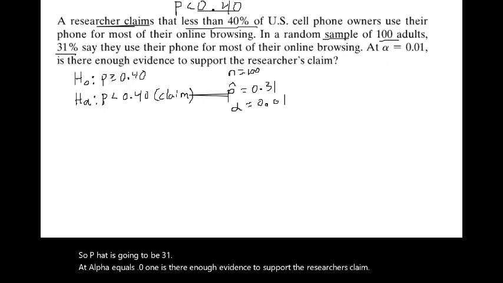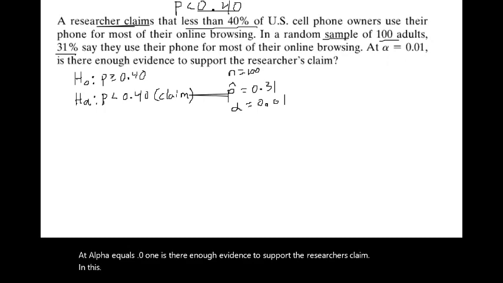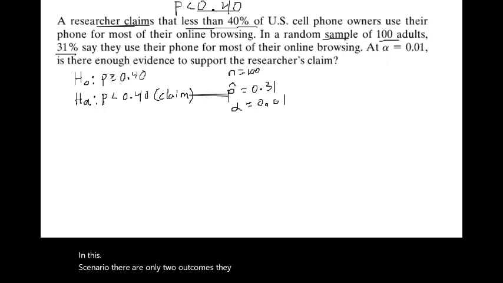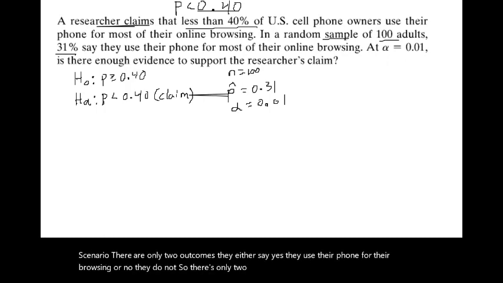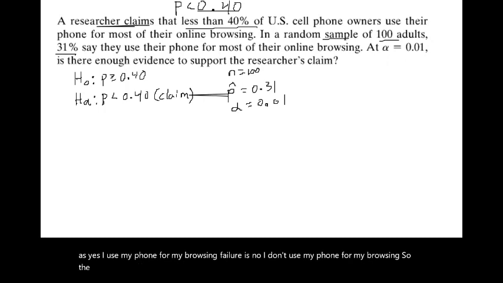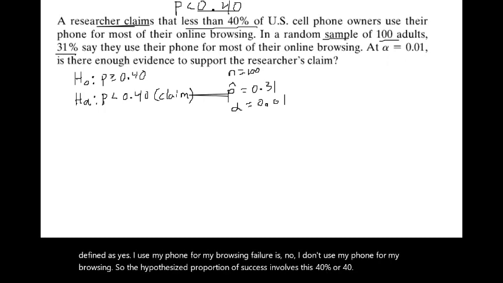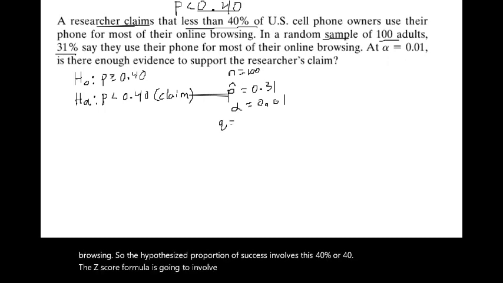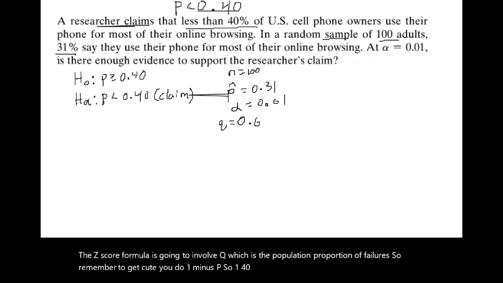So in this scenario, there are only two outcomes. They either say yes, they use their phone for their browsing, or no, they do not. So there's only two outcomes, success and failure. Success is defined as yes, I use my phone for my browsing. Failure is no, I don't use my phone for my browsing. So the hypothesized proportion of success involves this 40% or 0.40. The z-score formula is going to involve Q, which is the population proportion of failures. So remember, to get Q, you do 1 minus P, so 1 minus 0.40 is 0.60 for your Q.